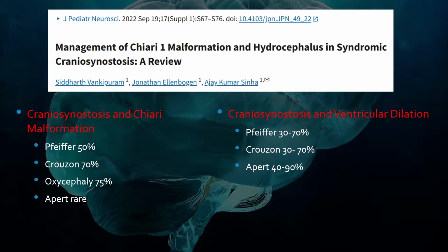But I would say the key difference is in Apert, they're non-symptomatic ventricular dilation, not requiring treatment, whereas in Pfeiffer and Crouzon, the ventricular dilation ends up being symptomatic and requiring CSF diversion at some point.